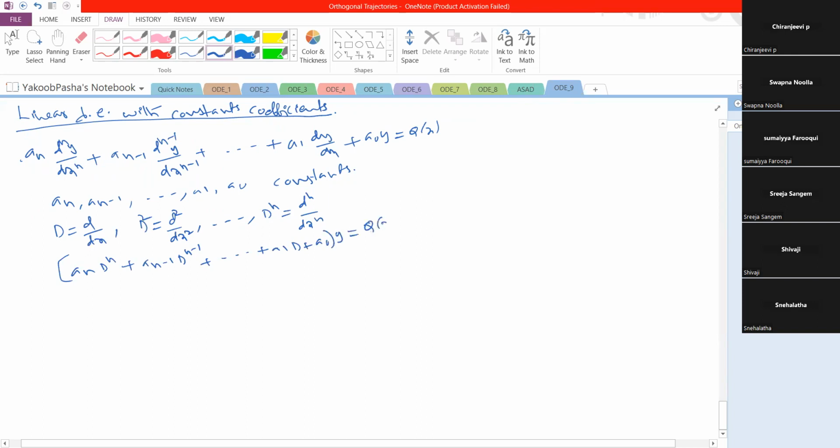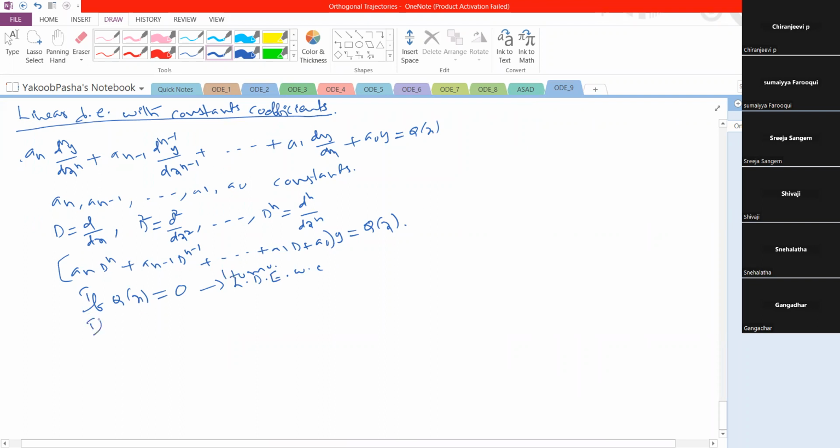That is equal to log x. This is the simplest form, notation form or operator form of the given differential equation. So, if q of x is equal to 0, this differential equation is called a homogeneous linear differential equation with constant coefficients.